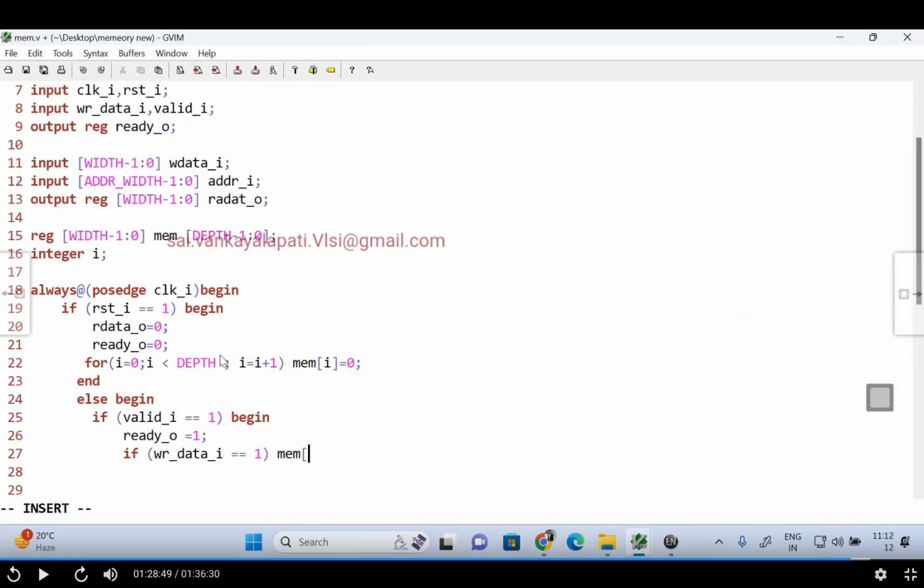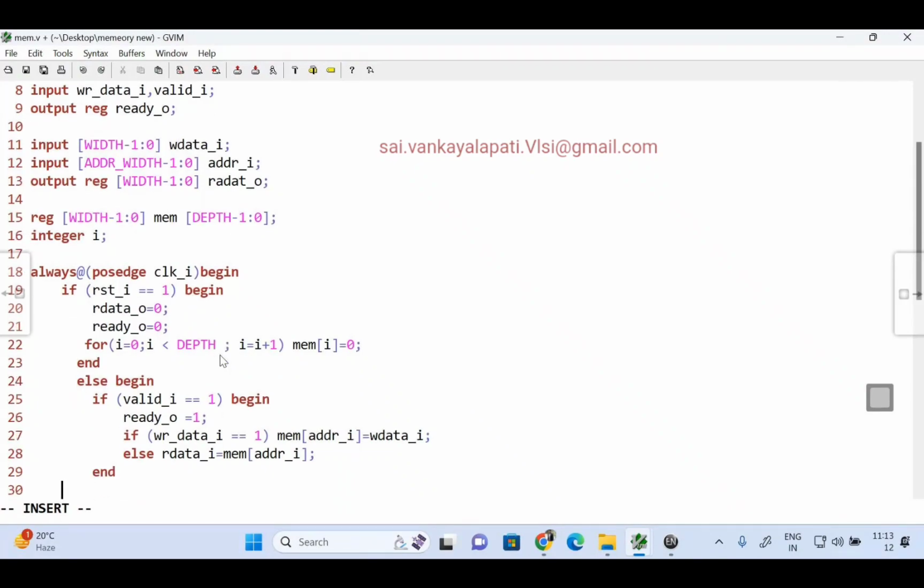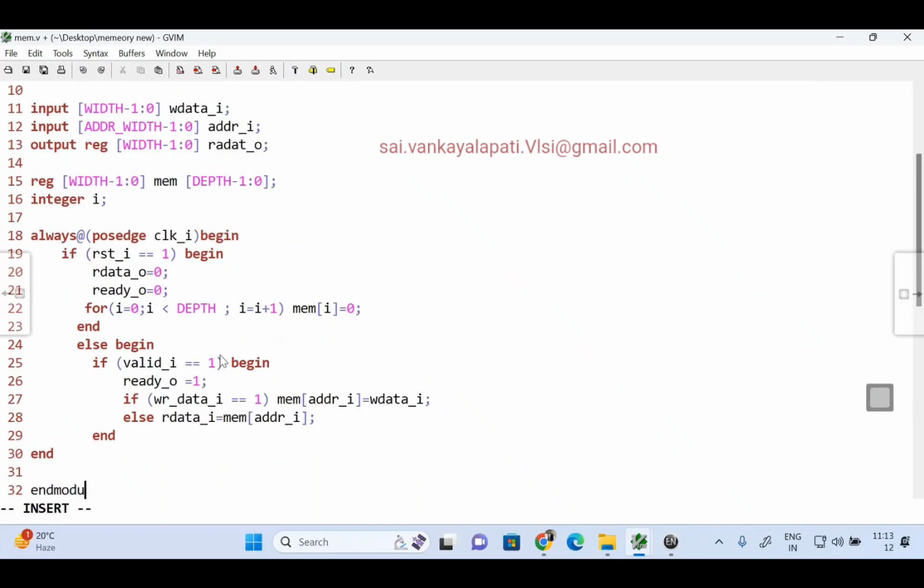Memory of address_I. This is what we are doing. For the addresses we are writing the data_I. Correct? The else part, what are we writing? Else, read data_O is equal to memory of address_I. You understand? Then for this, I need to do the end, right? Here I'm using the if condition, so that is the end. Then I need to do the end always. Then what do I need to do in the module?